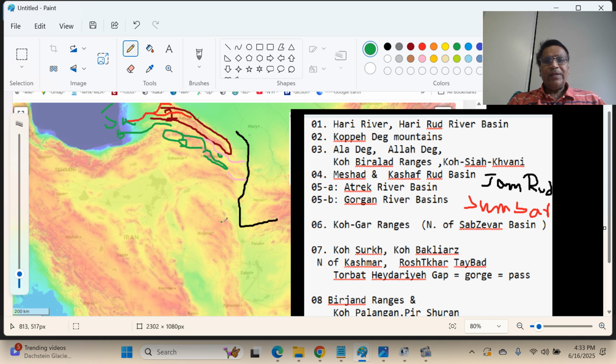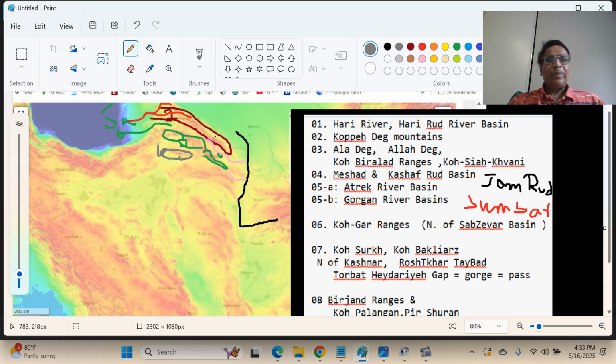So the mountains, this is the Sabjawar town here. North of Sabjawar, there are mountains called Kogar ranges. You can see the Kogar ranges. This is the Sabjawar. This is the Kogar ranges. That is 6.